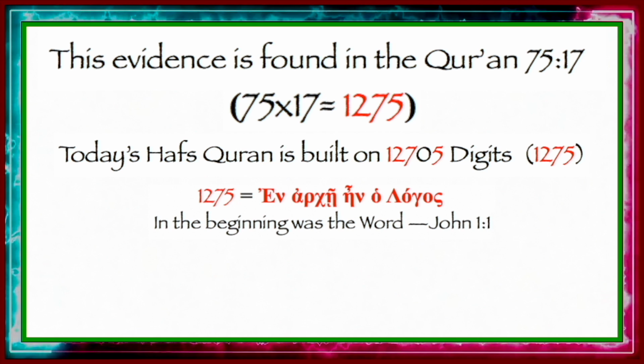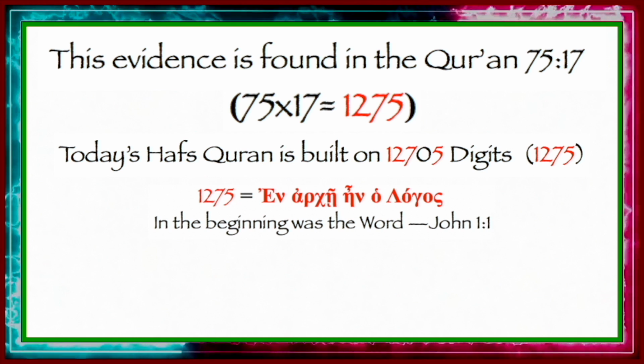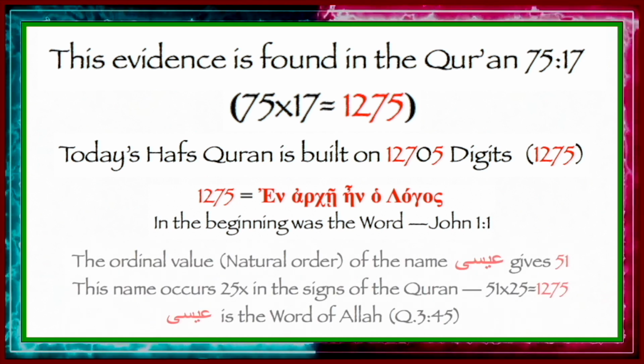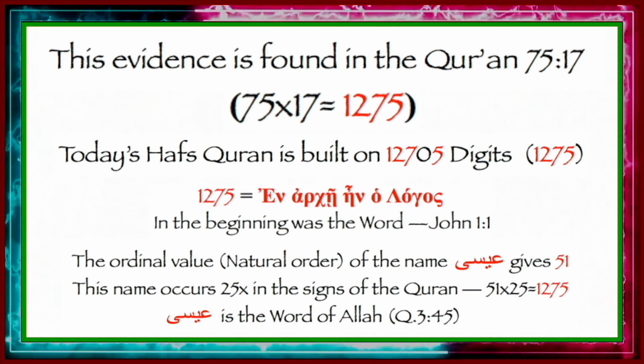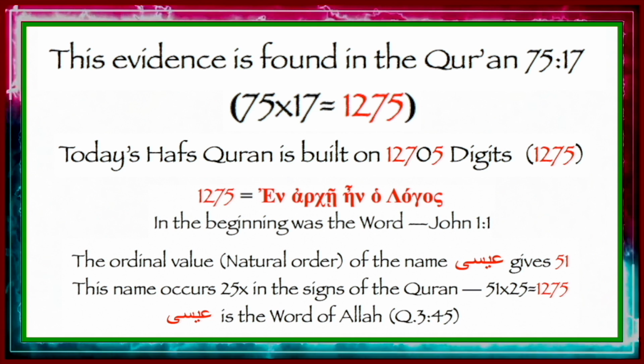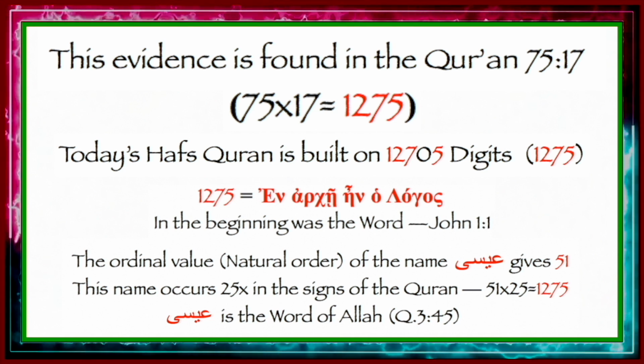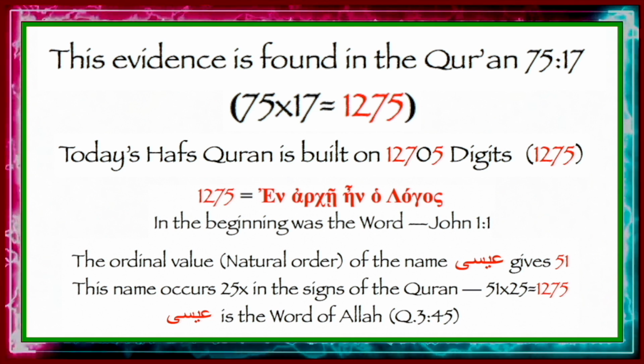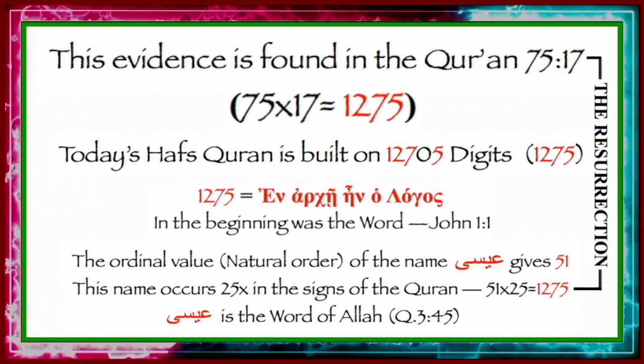1275 equals the Greek words found in John chapter 1, verse 1, in the beginning was the Word. The ordinal value, or the natural order, of the name of Isa gives 51. This name is mentioned 25 times in the signs of the Quran. 51 times 25 equals 1275.